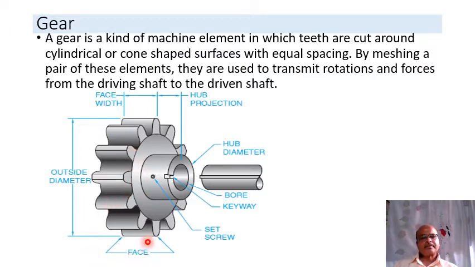This is called as a face. Then this is a set screw to set that gear. Then hub diameter as shown in this figure. This hub projection you can say here. Then face width is mentioned here. Then this is the outside diameter of that gear.